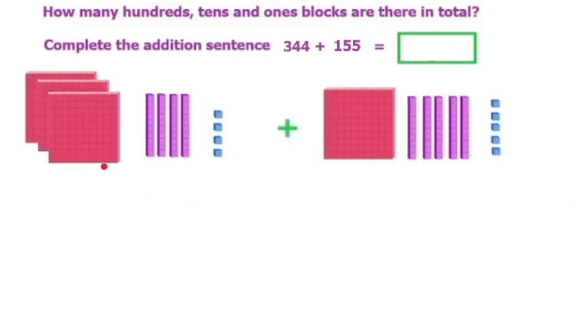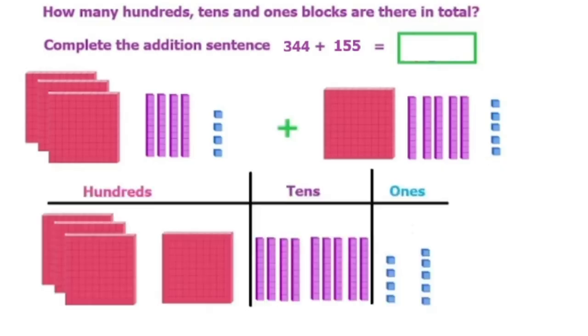So for 344, we have 3 hundreds blocks. We have 4 tens blocks for 40, and then we have 4 ones blocks for 4. And similarly, for 155, we have 1 hundreds block, and then we have 5 tens blocks for 50, right? 10, 20, 30, 40, 50. And then we have 5 ones blocks that make up the 5.